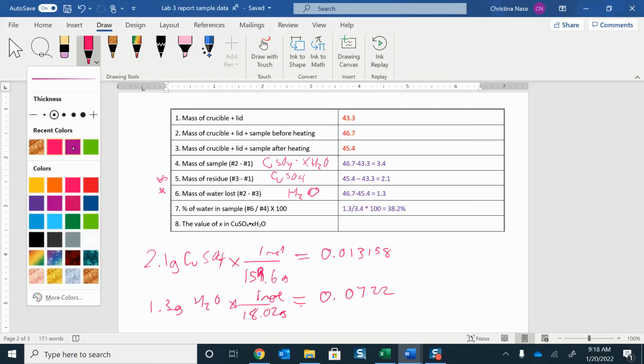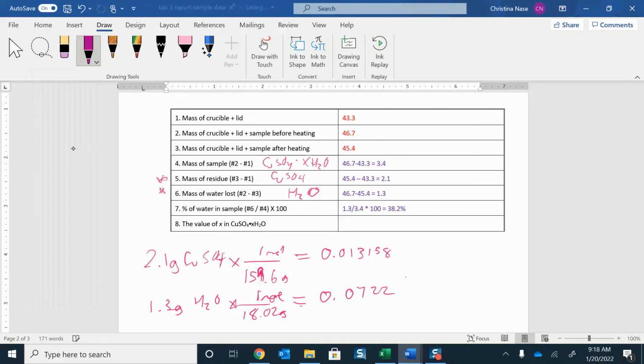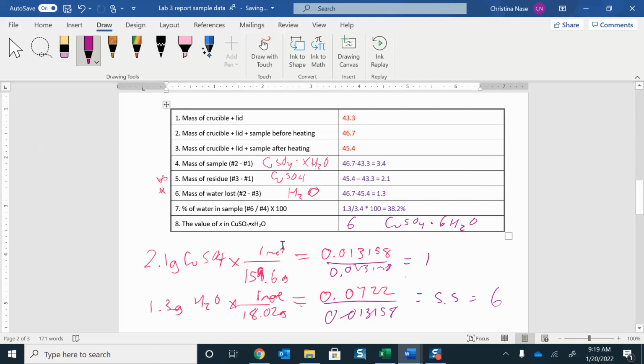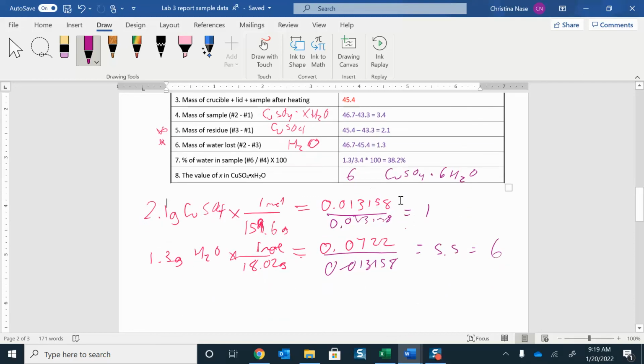Now I want to find the mole ratio. So I'm going to divide by the smallest number of moles. Who has the smallest number of moles? It's the copper 2 sulfate, sure. So 0.013158, that's going to give me 1 there. And 0.0722 divided by 0.013158 ends up being about 5.5 or 6 here. 5.5, I'm going to round that up to 6. So the value of X in there is 6, or you can say I have CuSO4.6 waters. That's fine. You may get a slightly different number. That's okay. Just work out your numbers and see what you get.